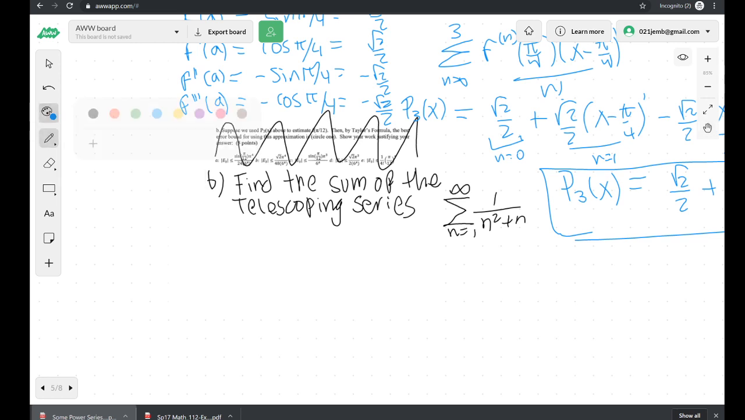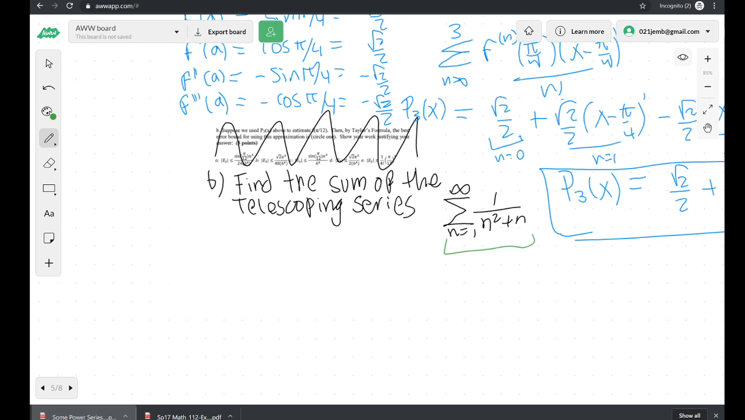We find that this telescoping series is just the sum from 1 to infinity of 1 over n squared plus n, and we want to find the sum of the telescoping series. When they say to find the sum of the series, that means that the sum has to converge. There has to be no way that it will diverge if they are already saying that there's a sum and asking us to find it. So it's nice to know that it will converge.